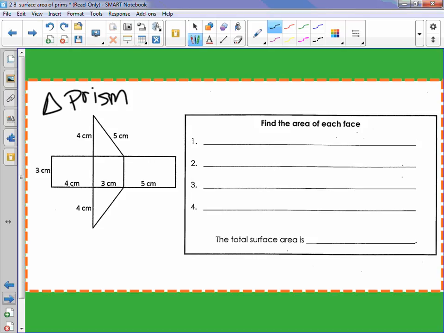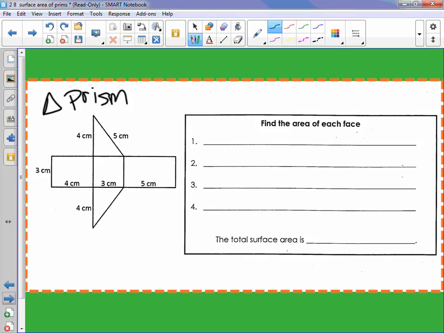How many total faces are there in an octagonal prism? 10. Why? Because 2 bases and 8 laterals. Triangular prism, how many faces are there? 5. Why? Because 3 laterals and 2 bases.